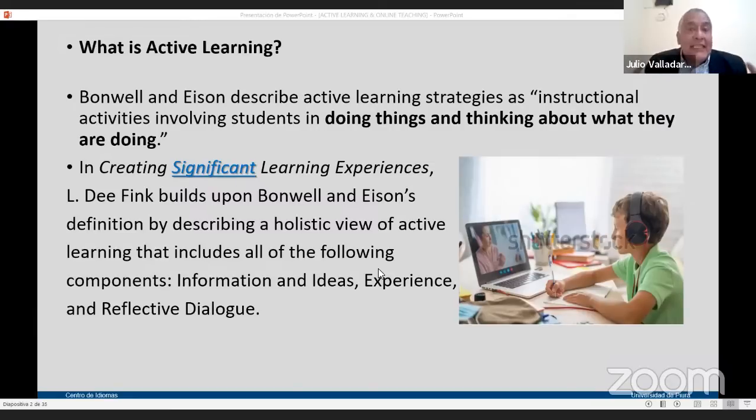Think about the quality and the quantity of information you give your students. Think about the ideas you want your students to develop. Think about the experience you're going to give them. And think about the reflective dialogue. So active learning is not just something as simple as getting them to do something, drawing and singing and watching a video and reacting to that video. It's more than that. There's a philosophy working behind active learning.